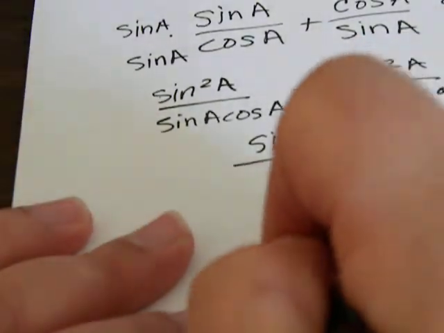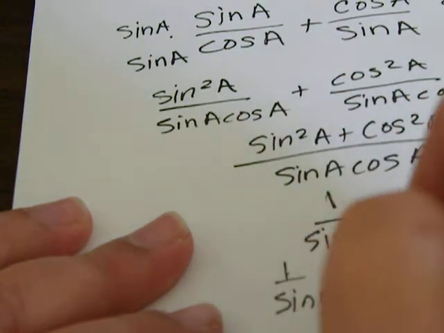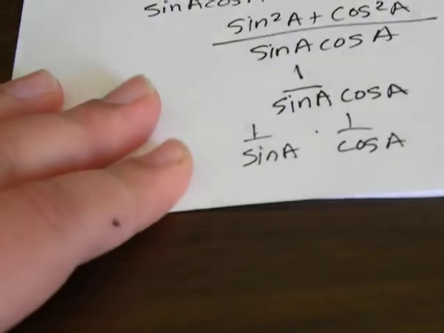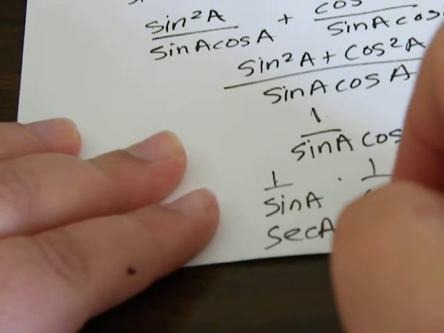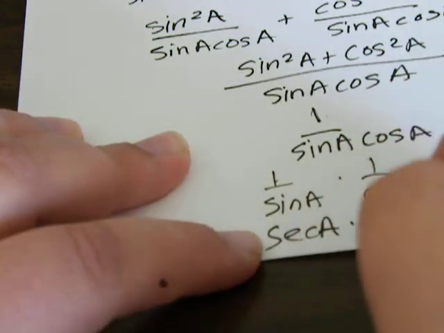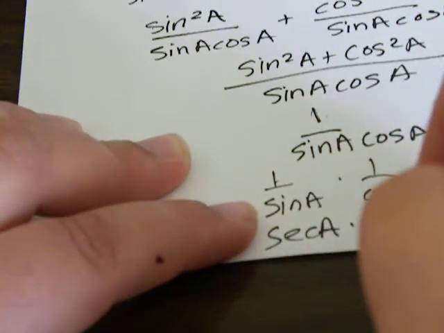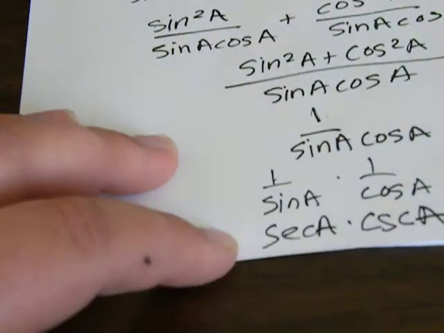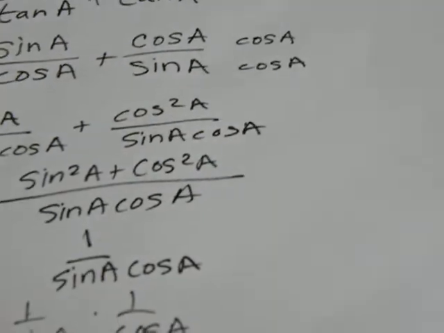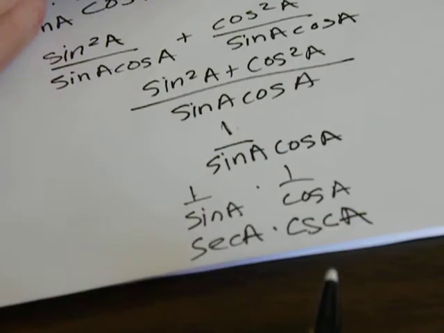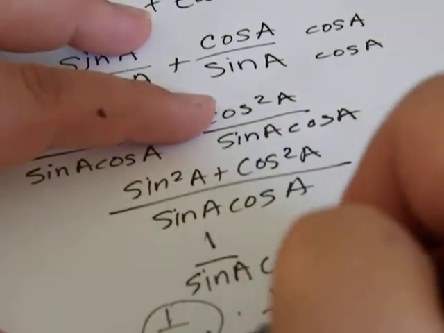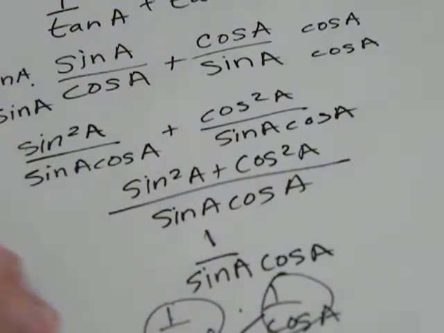So this whole thing is equal to 1 over sine A cosine A. Well, we can split that up: 1 over sine A times 1 over cosine A. And 1 over cosine A is secant A, and 1 over sine A is cosecant A, which is what we wanted to show up here: secant A, cosecant A. Okay, we've got 2 more examples.